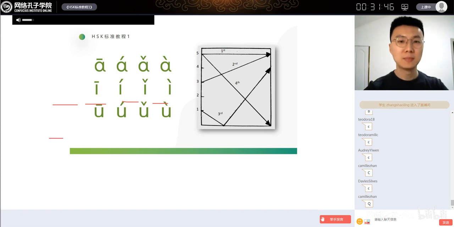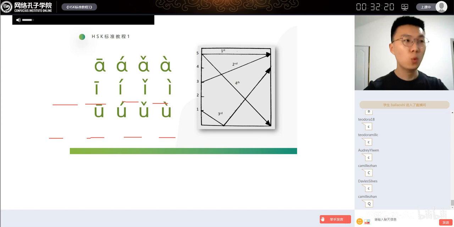E, E, E, E, E, E, E, E, E, E, E, E. Okay, these are 4 tones.